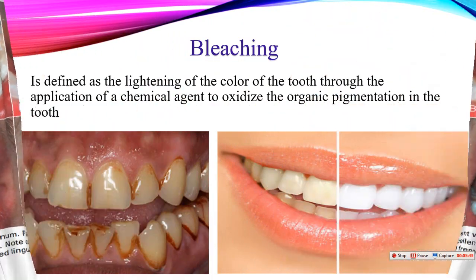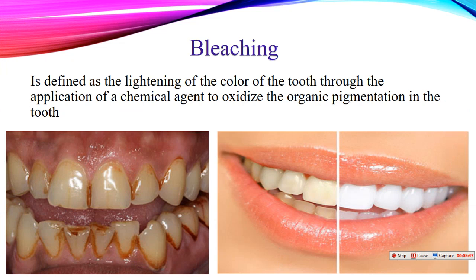Then I will talk about bleaching. Bleaching has become an important part of cosmetic dentistry. It is a cosmetic therapy, lightening the color of the tooth by application of a chemical agent to oxidize the organic pigmentation in the tooth, to remove the effect of food particles, tobacco, tea and coffee, and to improve the color of the teeth. The most commonly used oxidizing agent is hydrogen peroxide 35%.